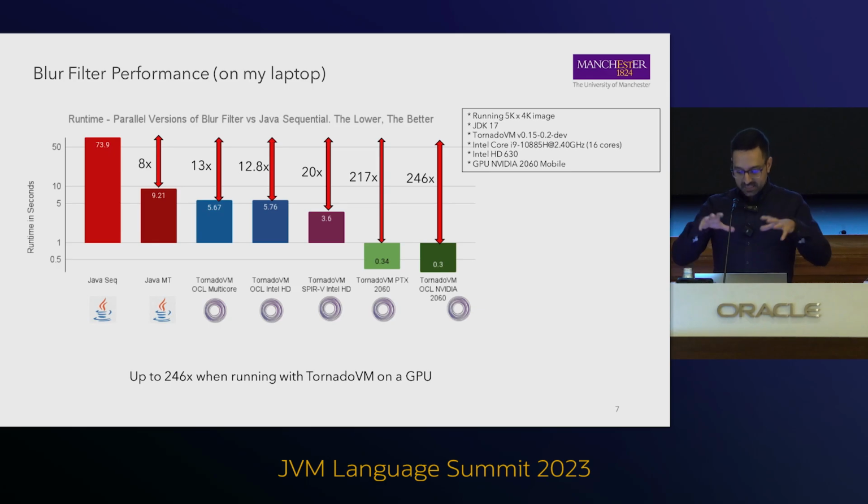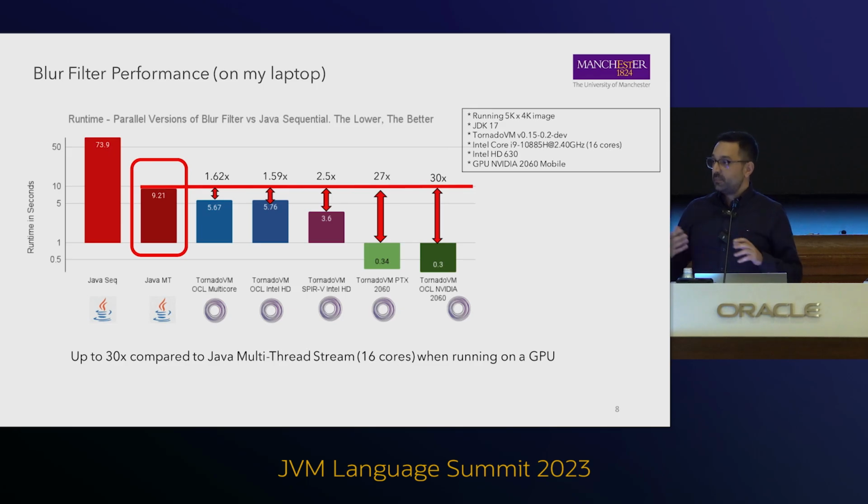You can get on this laptop up to 240x performance compared to Java. But more interestingly, if I compare with Java multi-threaded, using everything I can use on this laptop without using any external library, I can get up to 30x performance compared to 16 CPU cores.